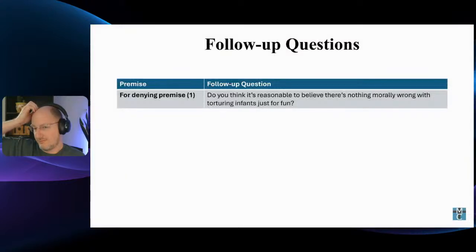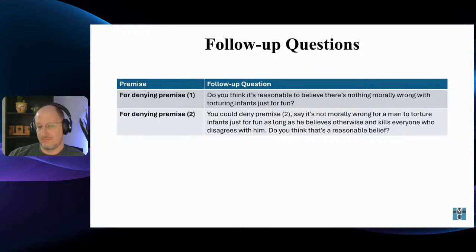Another point of evasion I've noticed is in answering follow-up questions. For example, suppose someone denies premise 1. I ask the follow-up question: do you think it's reasonable to believe there's nothing morally wrong with torturing infants just for fun? And for denying premise 2, you could deny premise 2, say it's not morally wrong for a man to torture infants just for fun as long as he believes otherwise and kills everyone who disagrees with him. Do you think that's a reasonable belief? As of this recording, what usually happens in my experience is that they dodge the question.